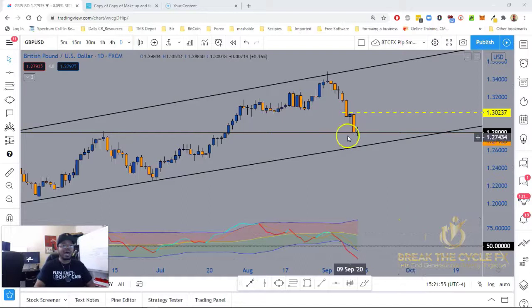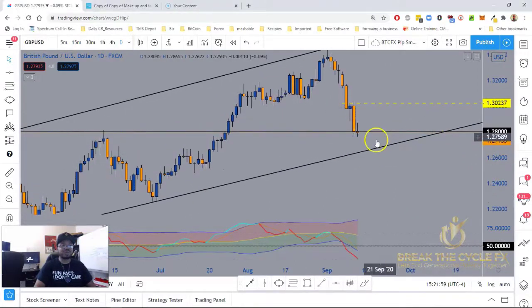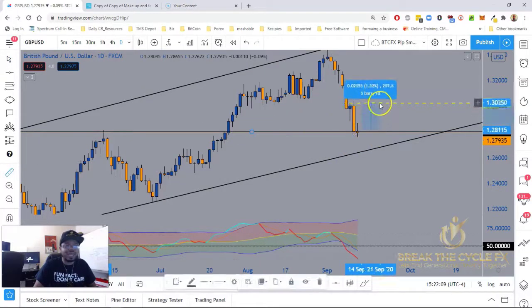Also be mindful that everyone and their mama is probably looking for GU to pull up right here at the support level. How many pips is this? Remember, this is 50% of the weekly candle that we just looked at, so that's 219 pips up.